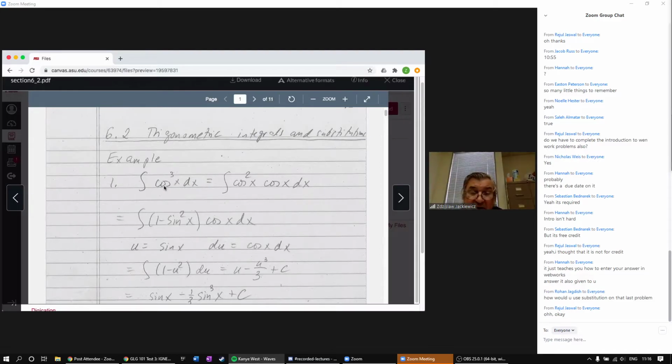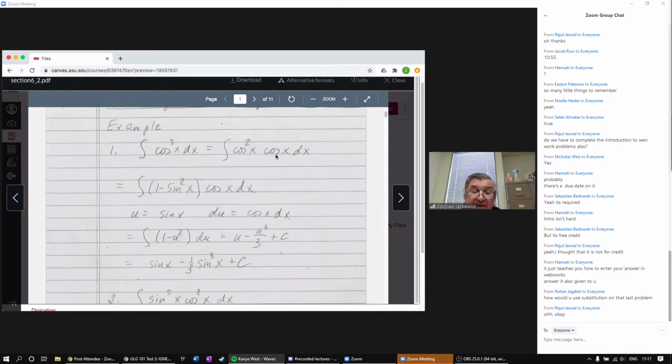So the first one is, we would like to compute the integral of cosine cubed x dx. Well, how to deal with this? Let's write cosine cubed as cosine squared times cosine. That's the same thing, of course. And now, let's use the most basic trigonometric formula. You know that sine squared x plus cosine squared x is equal to 1. In other words, cosine squared x is 1 minus sine squared x. So I will replace cosine squared x by 1 minus sine squared x.